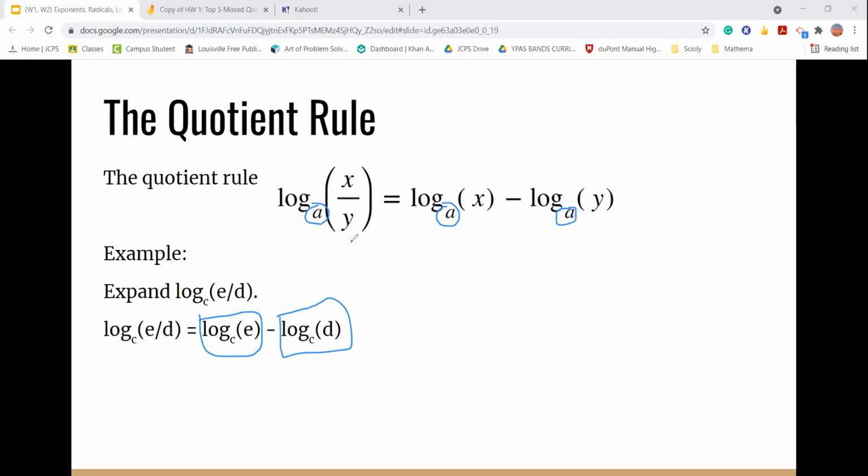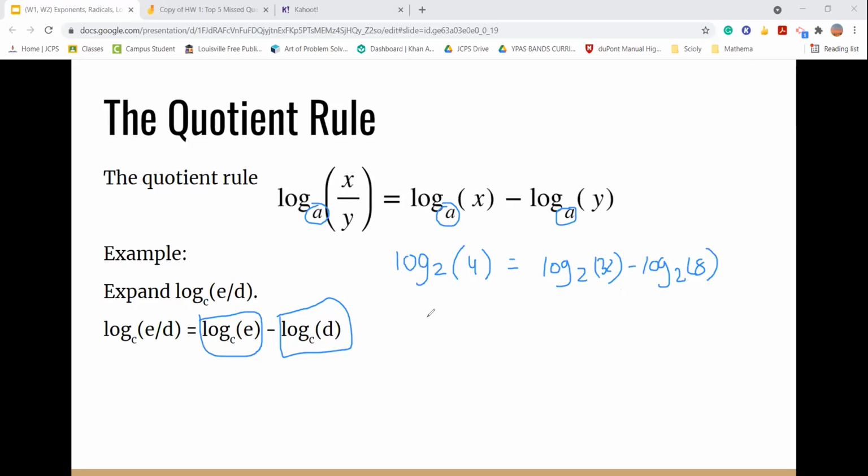So let's say log base 2 of 4 equals log base 2 of 32 minus, okay, wait one moment, log base 2 of 8. Does that work? Yeah, it does.